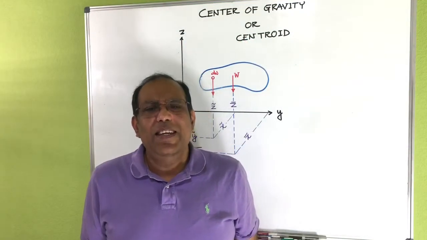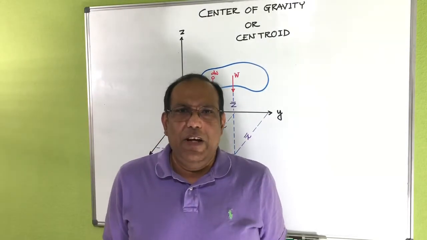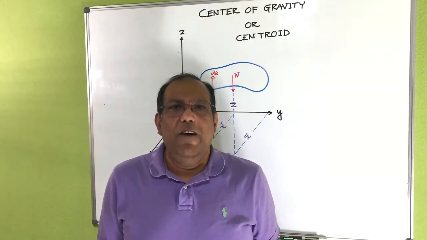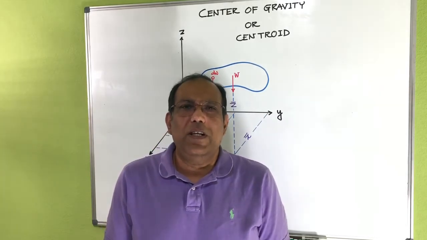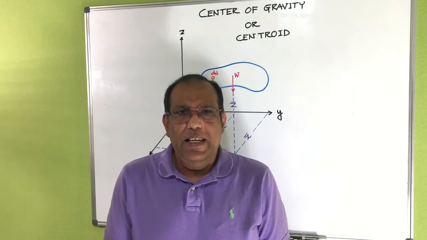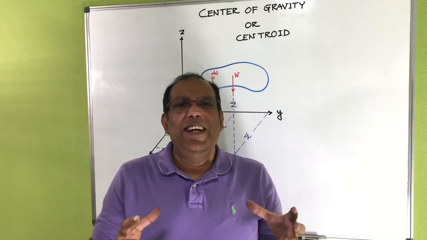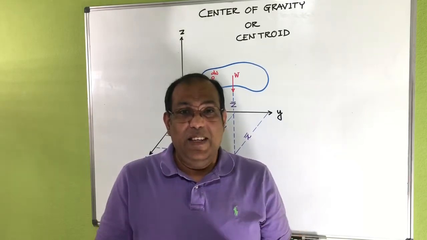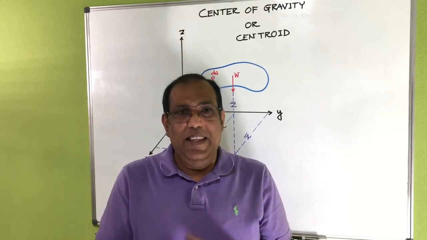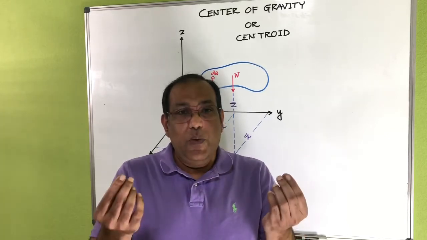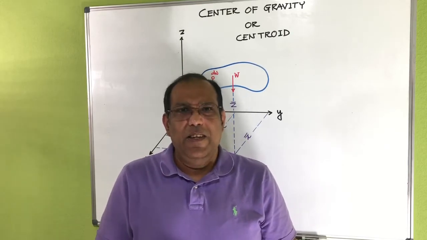Hello everybody. In this video I'm going to show you how to find out the center of gravity or centroid of any mass. First of all, we need to know what the center of gravity is. If you take any mass, there are millions of particles inside it, and each of them has a small weight, which is working towards the center of the earth because of gravity.